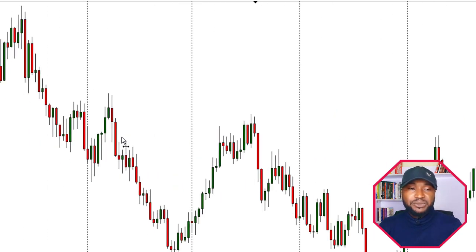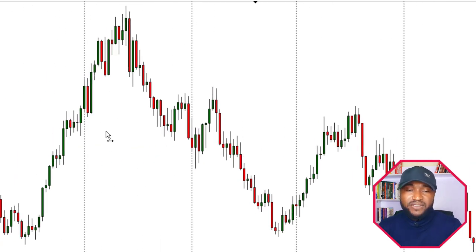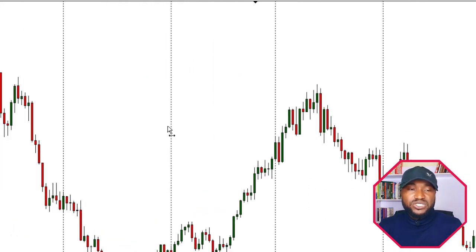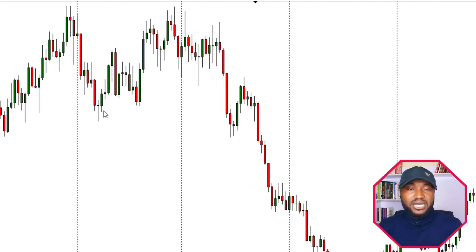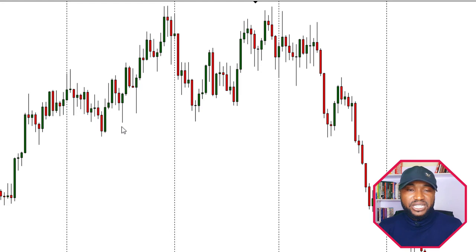Whether you're trading crypto, whether you're trading stocks, whatever asset class you're trading, you're going to see this happening over and over again. So this is how to trade this kind of order blocks. That order block that has a fair value gap is the most valid order block for you to trade with.